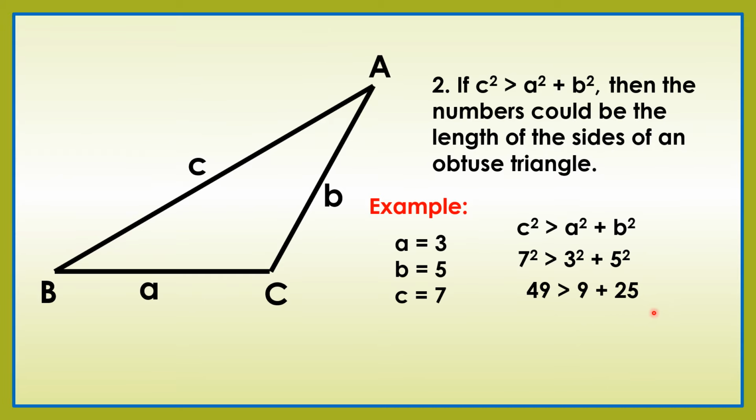So, 9 plus 25 is 34. So, 49 is greater than 34? Yes. Therefore, yung measures na 3, 5, at 7 ay sides ng obtuse triangle.